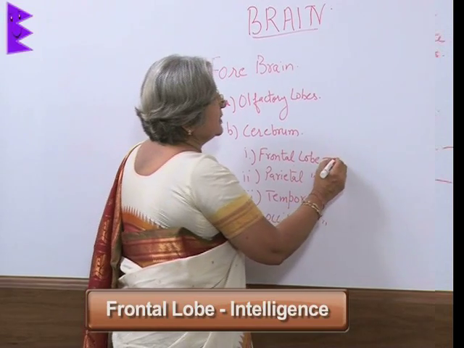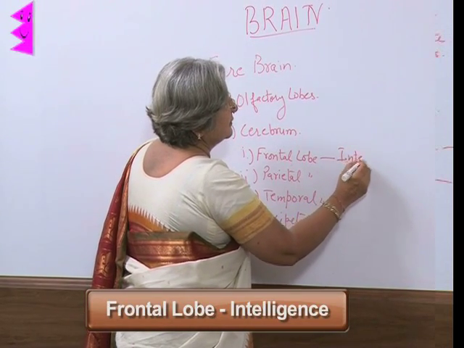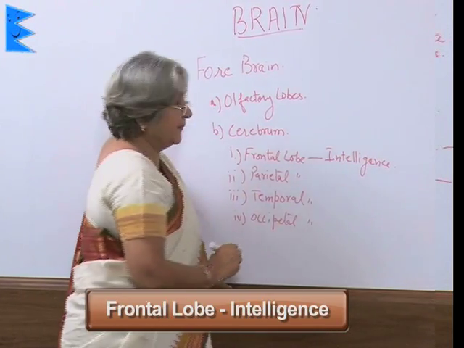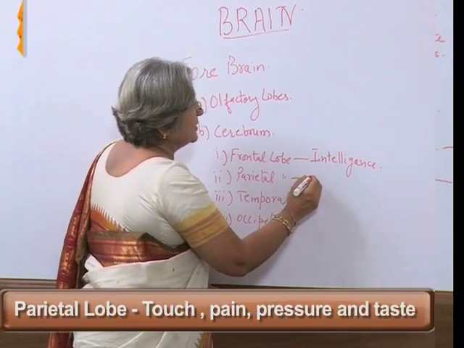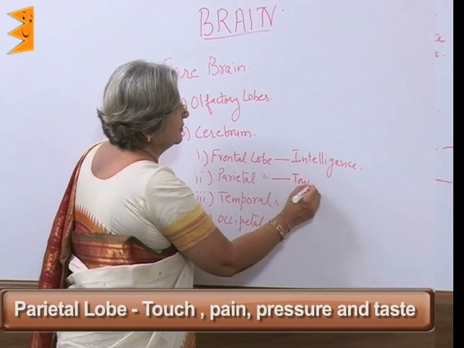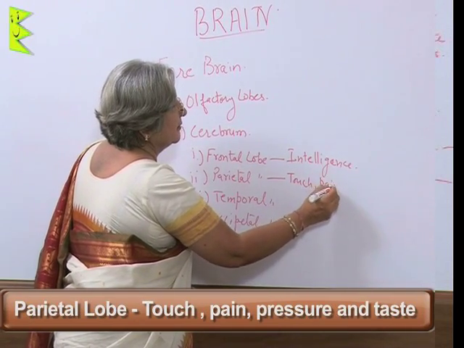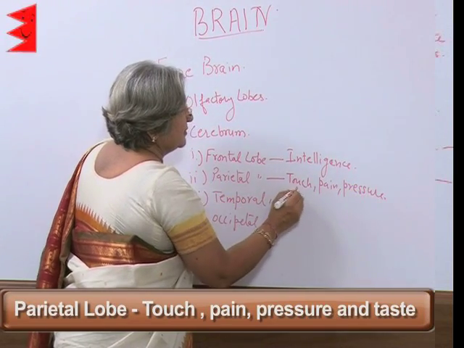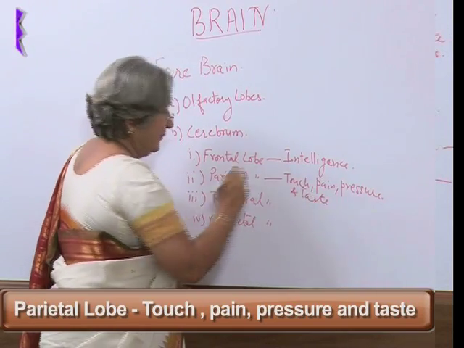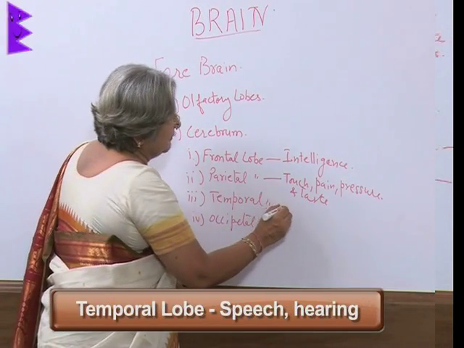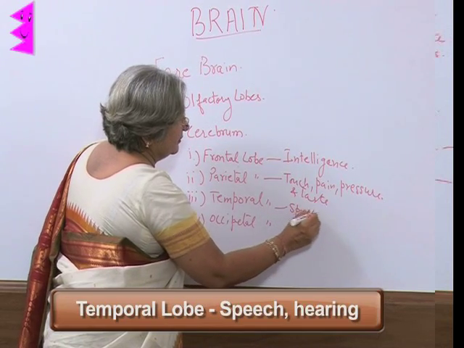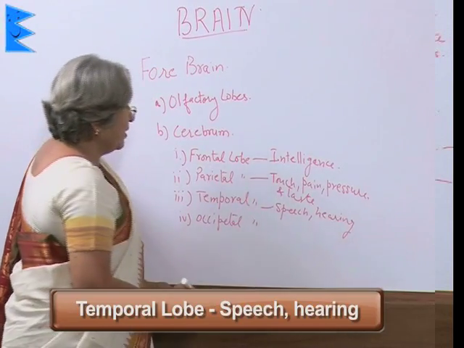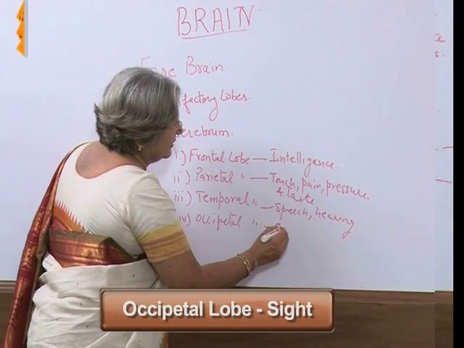The frontal lobe is concerned mainly with intelligence, memory, understanding. The parietal lobe is concerned with touch, pain, pressure and taste. The temporal lobe is concerned with speech, hearing, and the occipital lobes are concerned with sight.